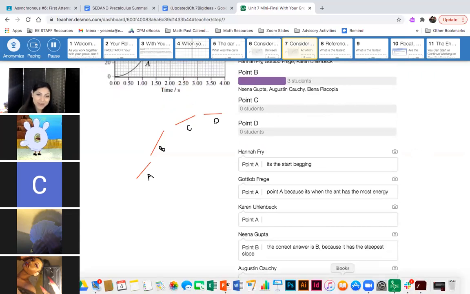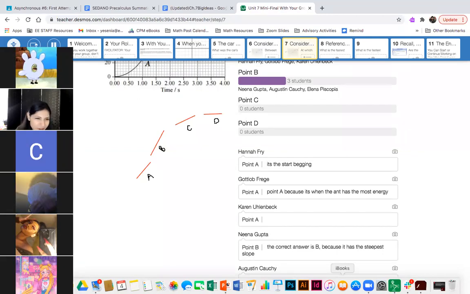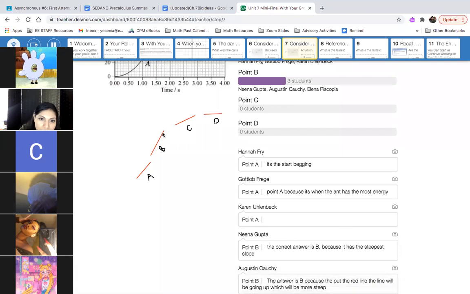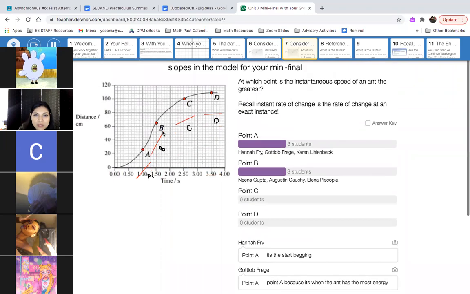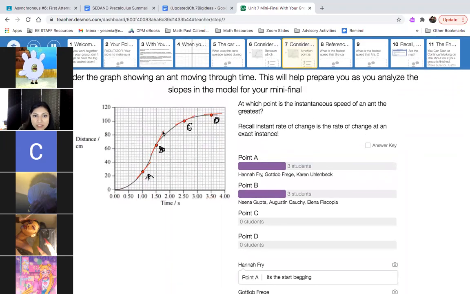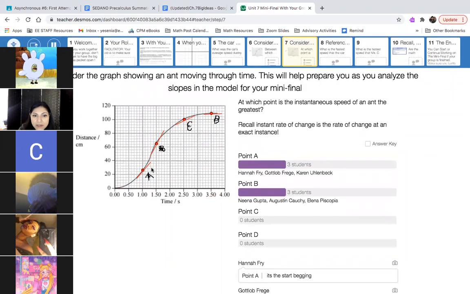Okay, so I agree with y'all. I think B as well. Yeah, I definitely can see that it was hard, like A and B, but I could see that B looks more angled upward. So I would also agree that at point B, the ant's speed was the fastest. Its instantaneous speed was really quick. So basically the ant started to speed up around point A, but then really sped up here and then started to slow down. It's kind of like what I imagine the ant was doing.